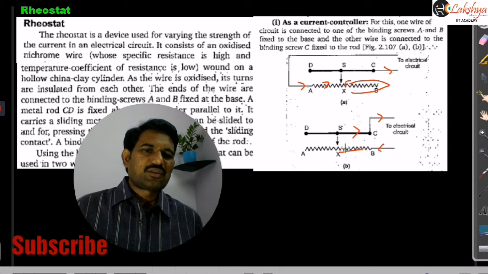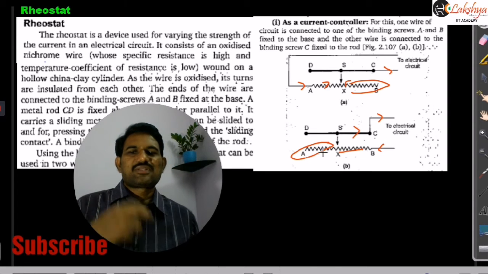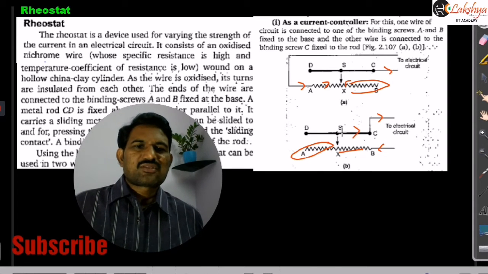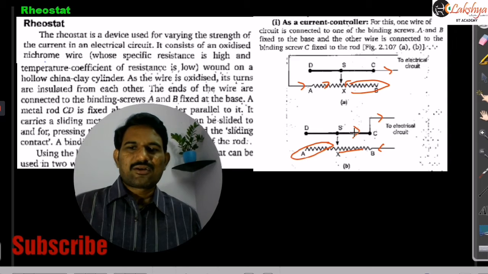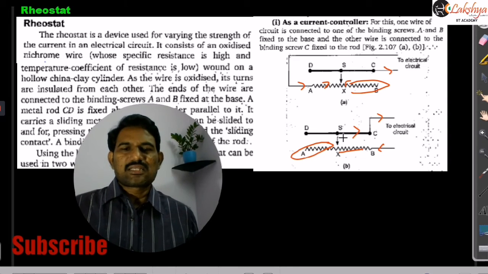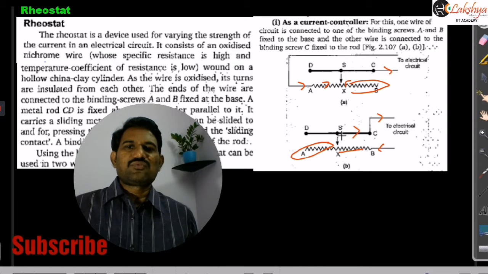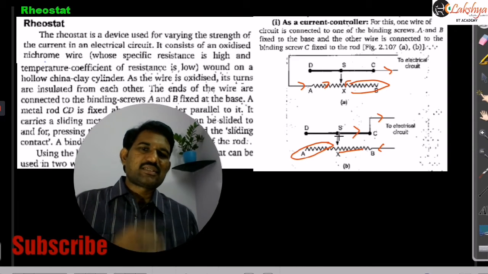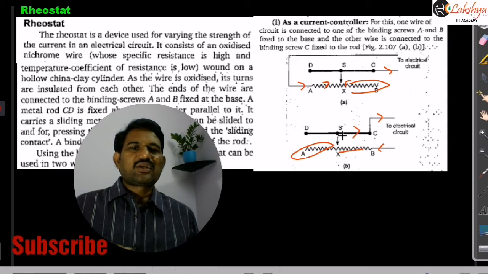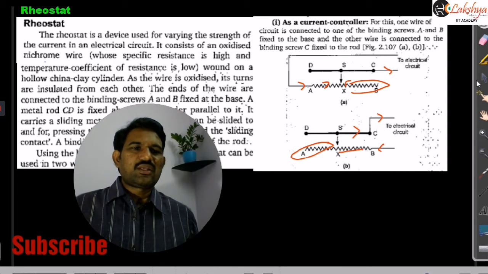Now in this part AX there is no current, right? So that means either way you can connect there. Just by moving this sliding contact, we can adjust the resistance in that circuit. If you are adjusting the resistance in that circuit, then automatically the current in that circuit will change, right? So we can adjust the resistance using the sliding contact so that we can put any current in that circuit. Like that we can control the current in that circuit, right?